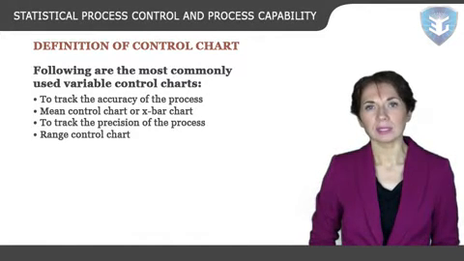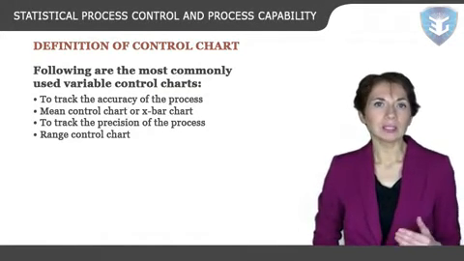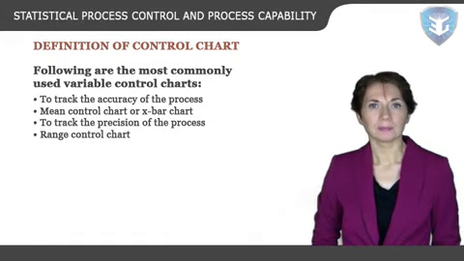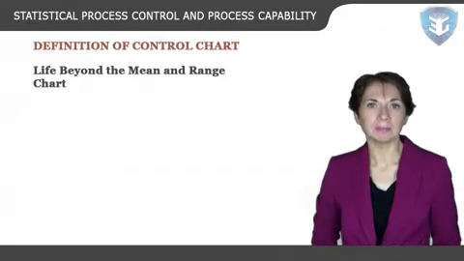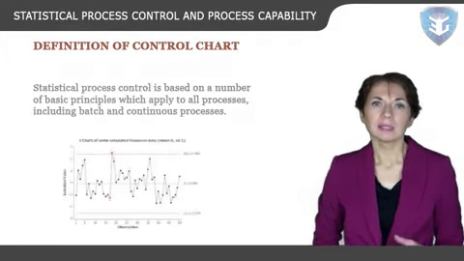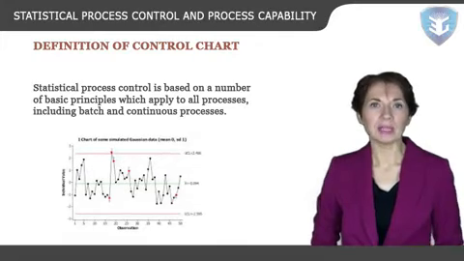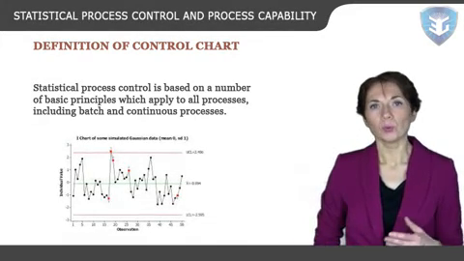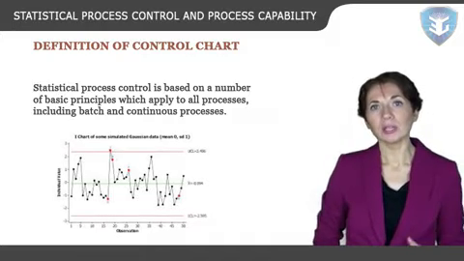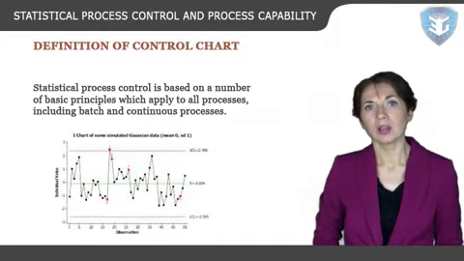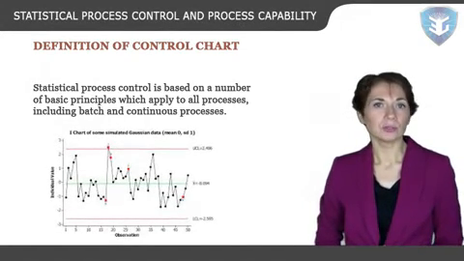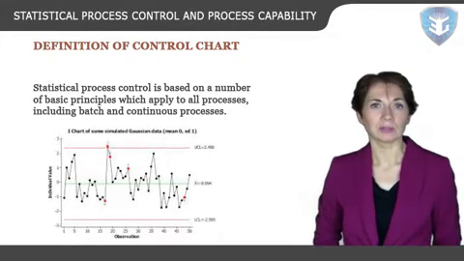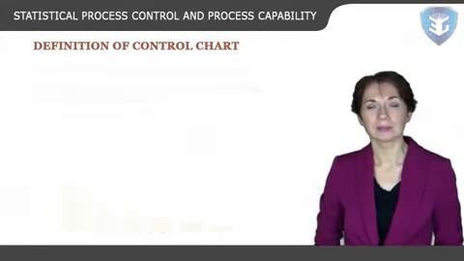To track the accuracy of the process, mean control chart or X-bar chart. To track the precision of the process, range control chart. Life beyond the mean and range chart. Statistical process control is based on a number of basic principles which apply to all processes, including batch and continuous processes of the type commonly found in the manufacture of bulk chemicals, pharmaceutical products, specialty chemicals, processed foods and metals.